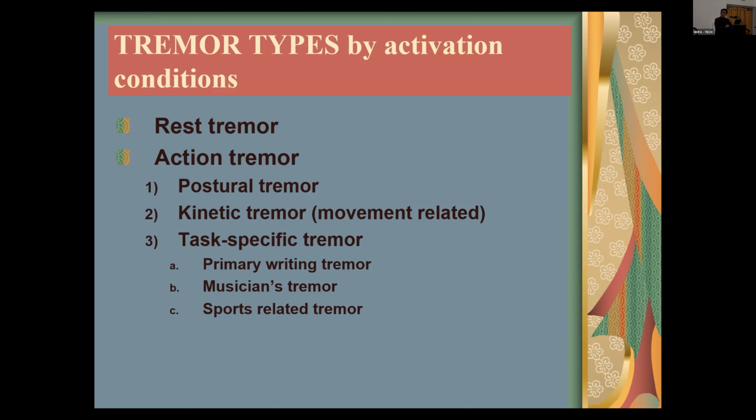And then there's a very interesting movement disorder called musician's tremor. So are there musicians in the audience? There you go, yeah, absolutely. The musician's tremor is a tremor that is very task-specific to the instrument that they play. For instance, you can have a task-specific tremor while playing the piano, or maybe your flute, or the saxophone. This can be pretty disabling if you're a professional musician.